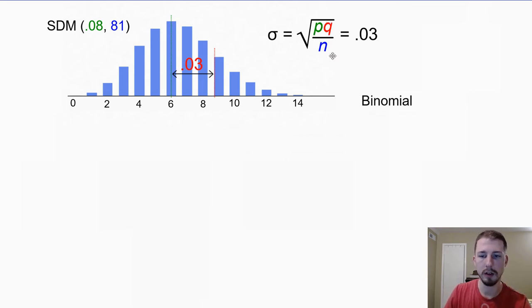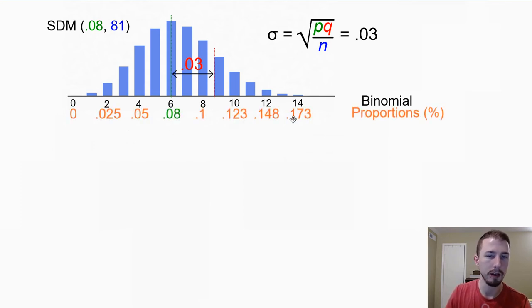Remember, we just divided everything by N. So instead of having 6, it would be 6 divided by 81, which is going to give us these percentages that we have here. Okay, so basically everything in the binomial was just divided by N to convert it or scale it down back to proportions in this case.